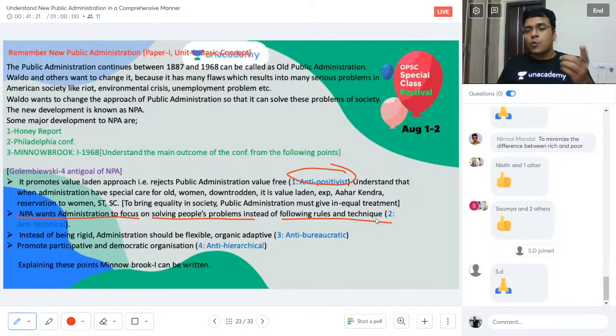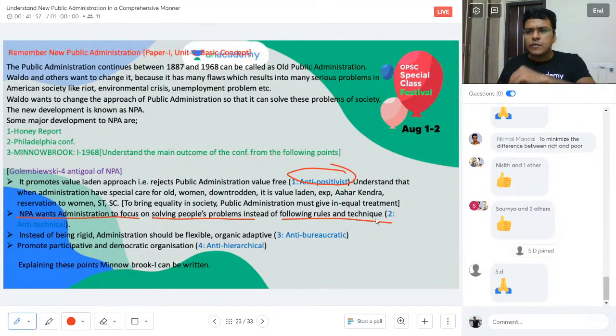But NPA said what? No, you should not focus on rules and regulations. If you find that this is not illegal, this guy is genuine, he can give an undertaking and give you that particular document after some time, so you should do his work instead of rejecting him, saying no, please bring the document. Pre-NPA, you don't do this work because you are technical, you only follow rules and technique. But NPA wants that you solve the people's problem first.